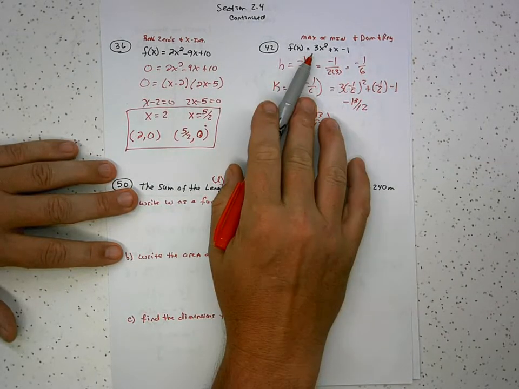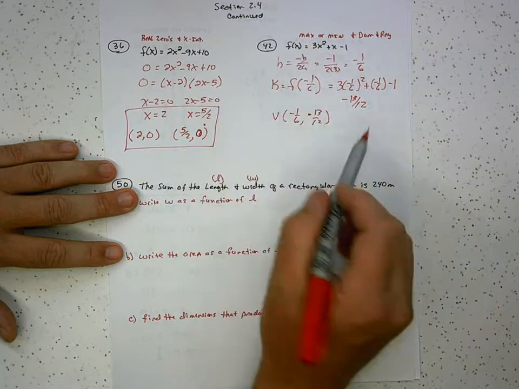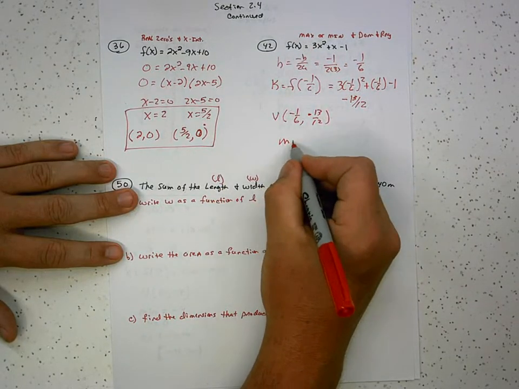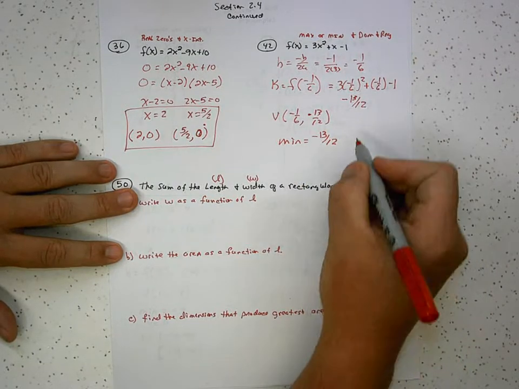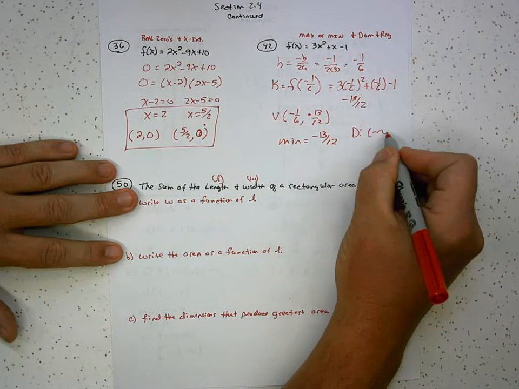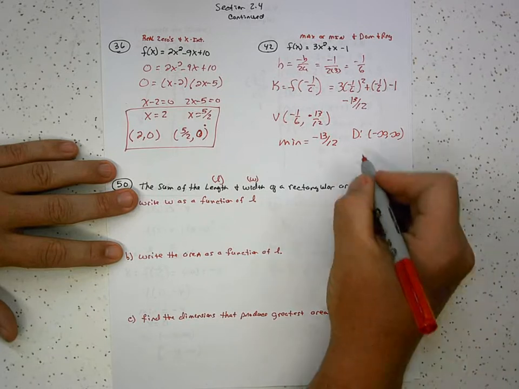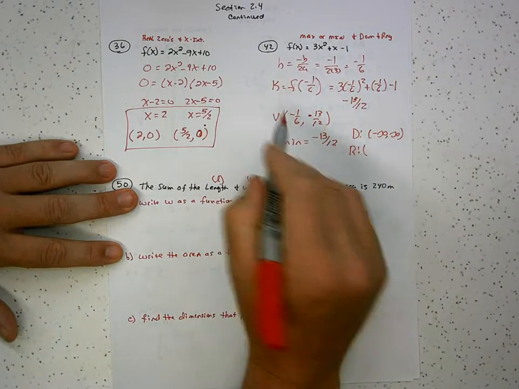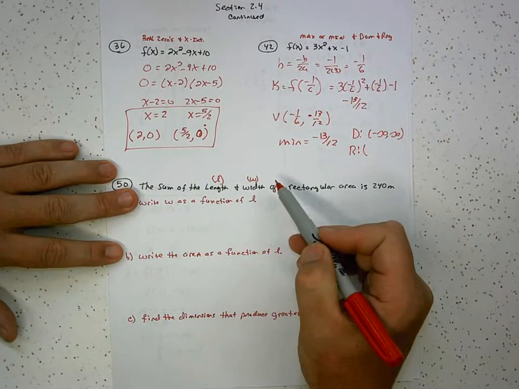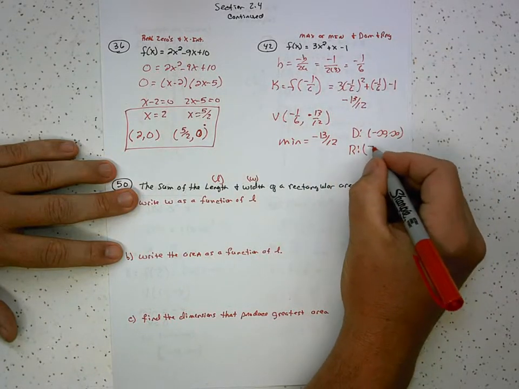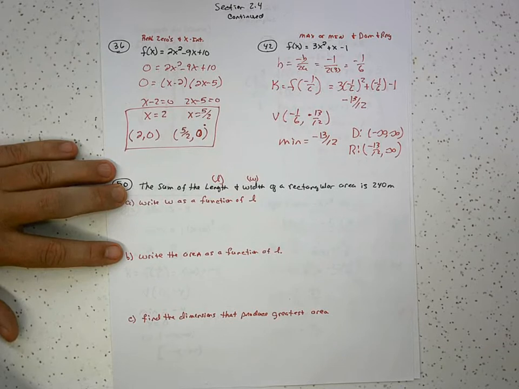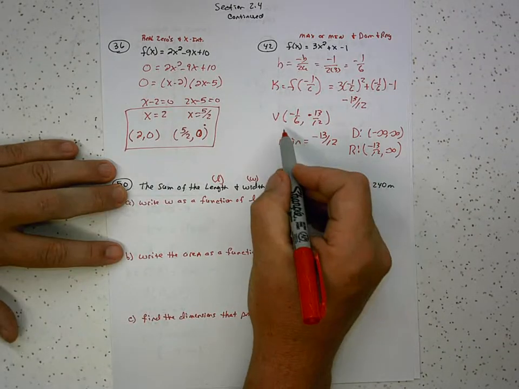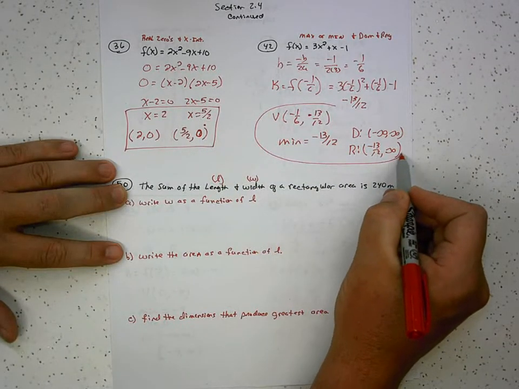Now, it's opening up because that's positive. So therefore it's going to be a minimum at negative 13/12. My domain is always negative infinity to positive infinity. My range, being it's a minimum, I hit that first and then go up. It's negative 13/12 to infinity. Okay, so that's what they wanted there.